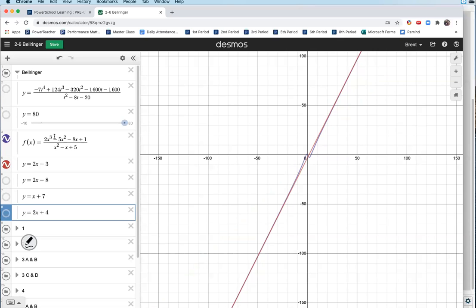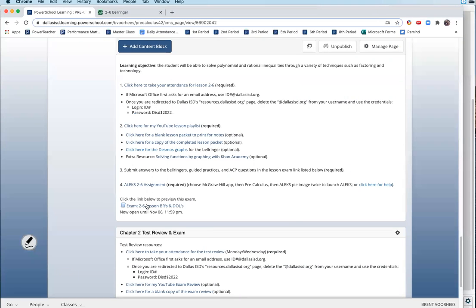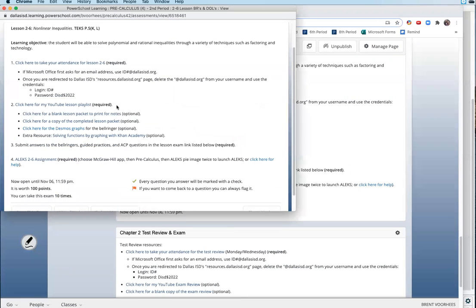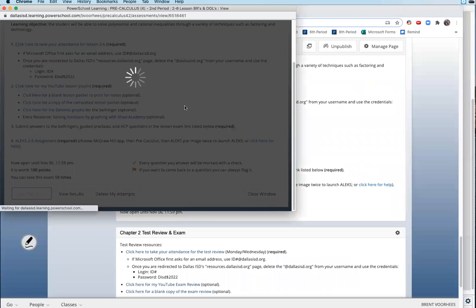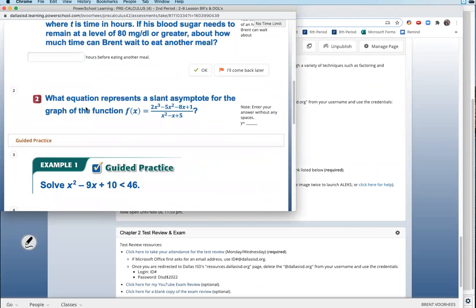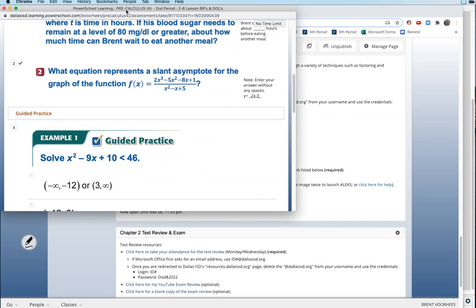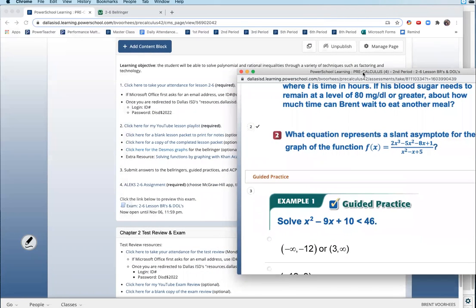Questions on number 2? So you have those 2 answers. You can go ahead and submit those into lesson 2.6 if you would like. Just go over here, lesson 2.6, open up your exam, and you can submit your answers as you go. We just got the answer here, which I'm not telling you, but this one I did tell you. It's 2x minus 3. Make sure you don't have any spaces, and then we're moving on. Okay, I'll set that off to the side.